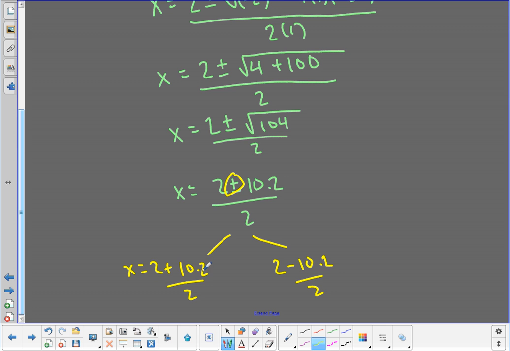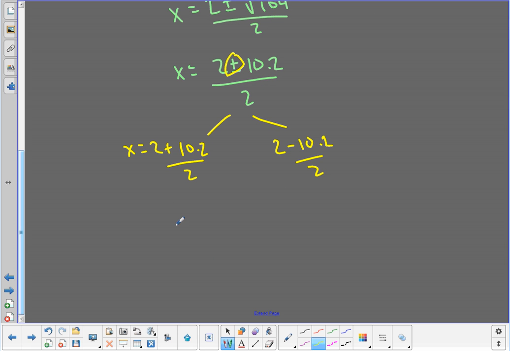The 2 plus 10.2 over 2 is 12.2 over 2. And 12.2 divided by 2 gives me 6.1. Not 61, 6.1, sorry. And then 2 minus 10.2 is -8.2 divided by 2, -4.1. So my solutions are -4.1 and 6.1.